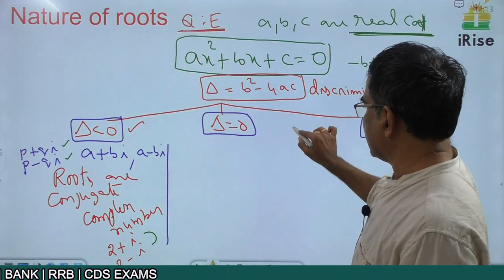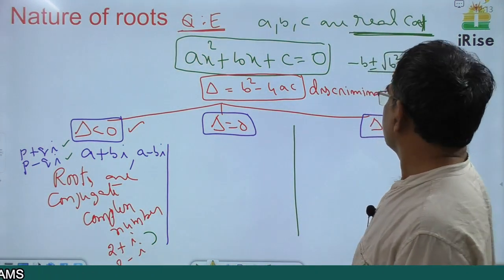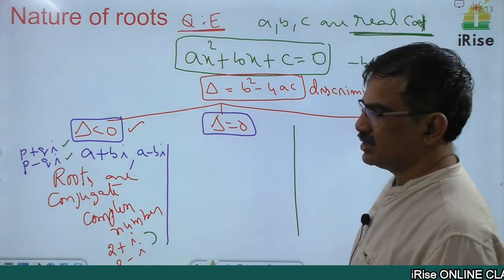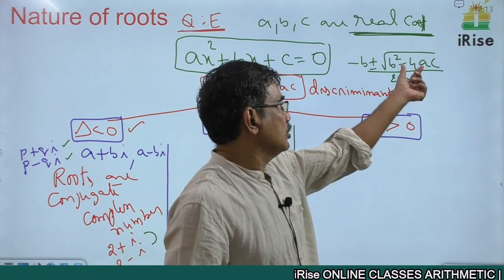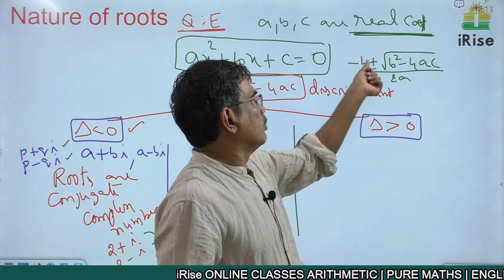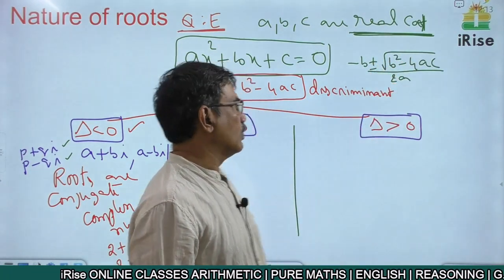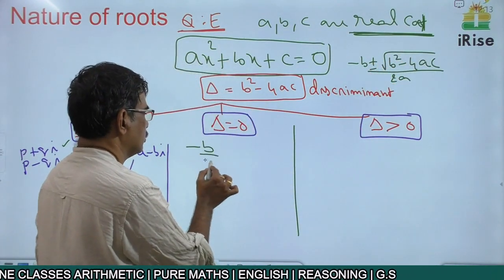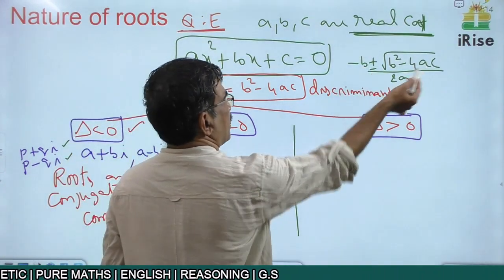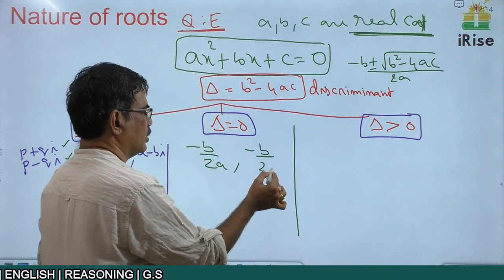The second one is delta is equal to 0. What happens? If delta, b square minus 4ac, is equal to 0, then the roots are: minus b plus 0 by 2a is one root, and minus b minus 0, the same, by 2a is the other root.